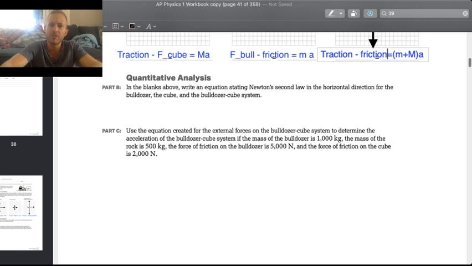Use the equation created for the external forces on the bulldozer cube system to determine the acceleration of the bulldozer cube system. If the mass of the bulldozer is 1,000, the mass of the rock is 500, the force of friction on the bulldozer is 500, the force of friction on the cube is 2,000. So the force of friction on the bulldozer is, I think, what I was calling traction.